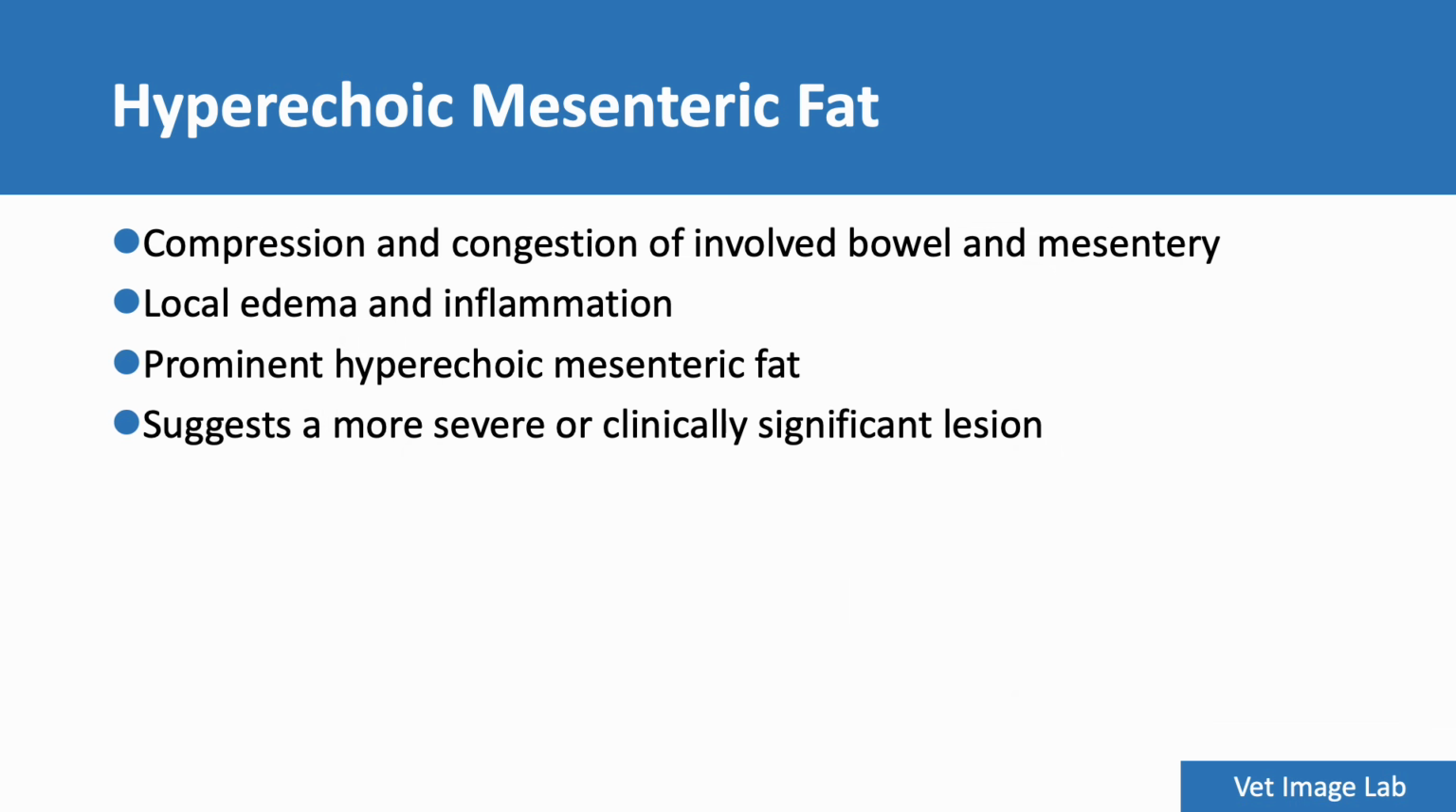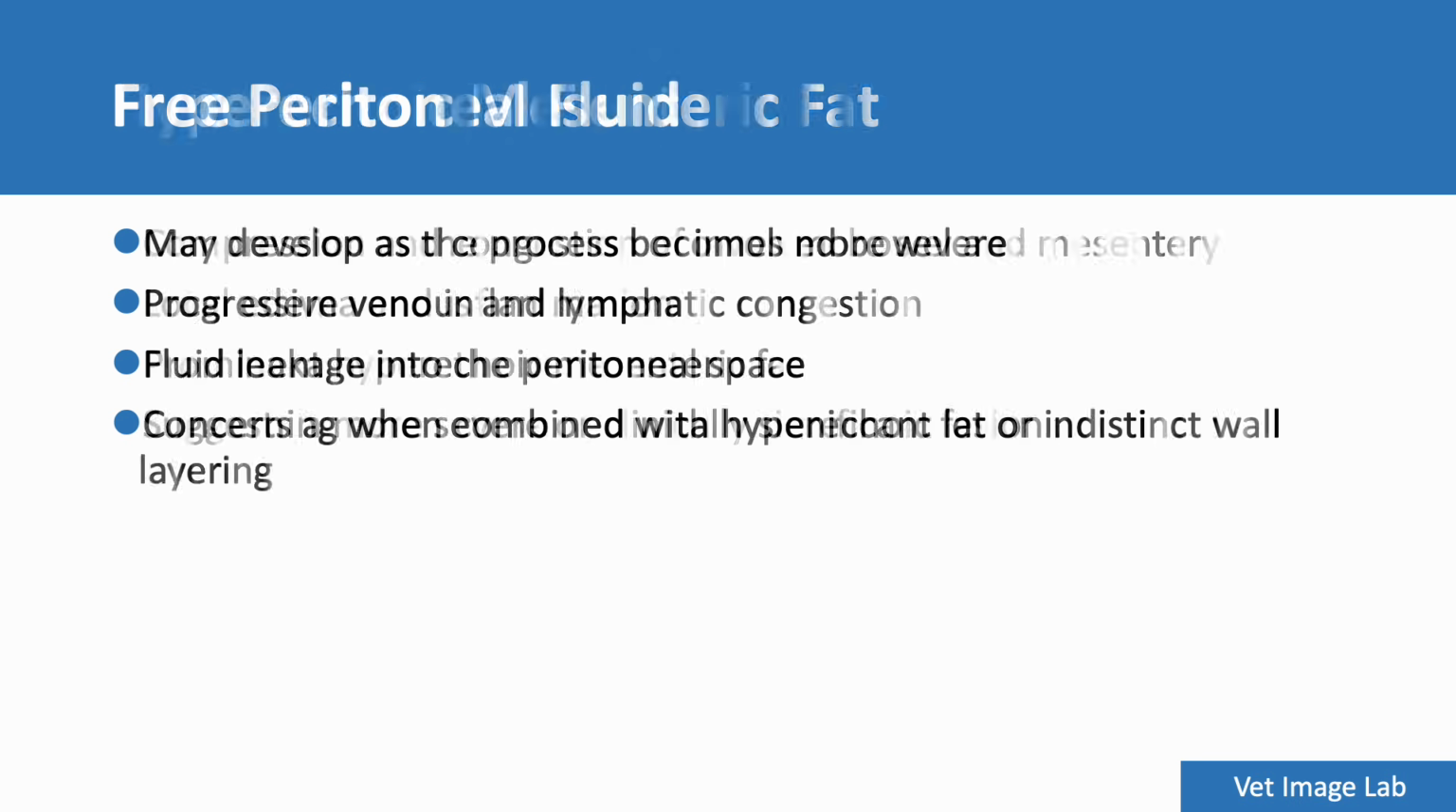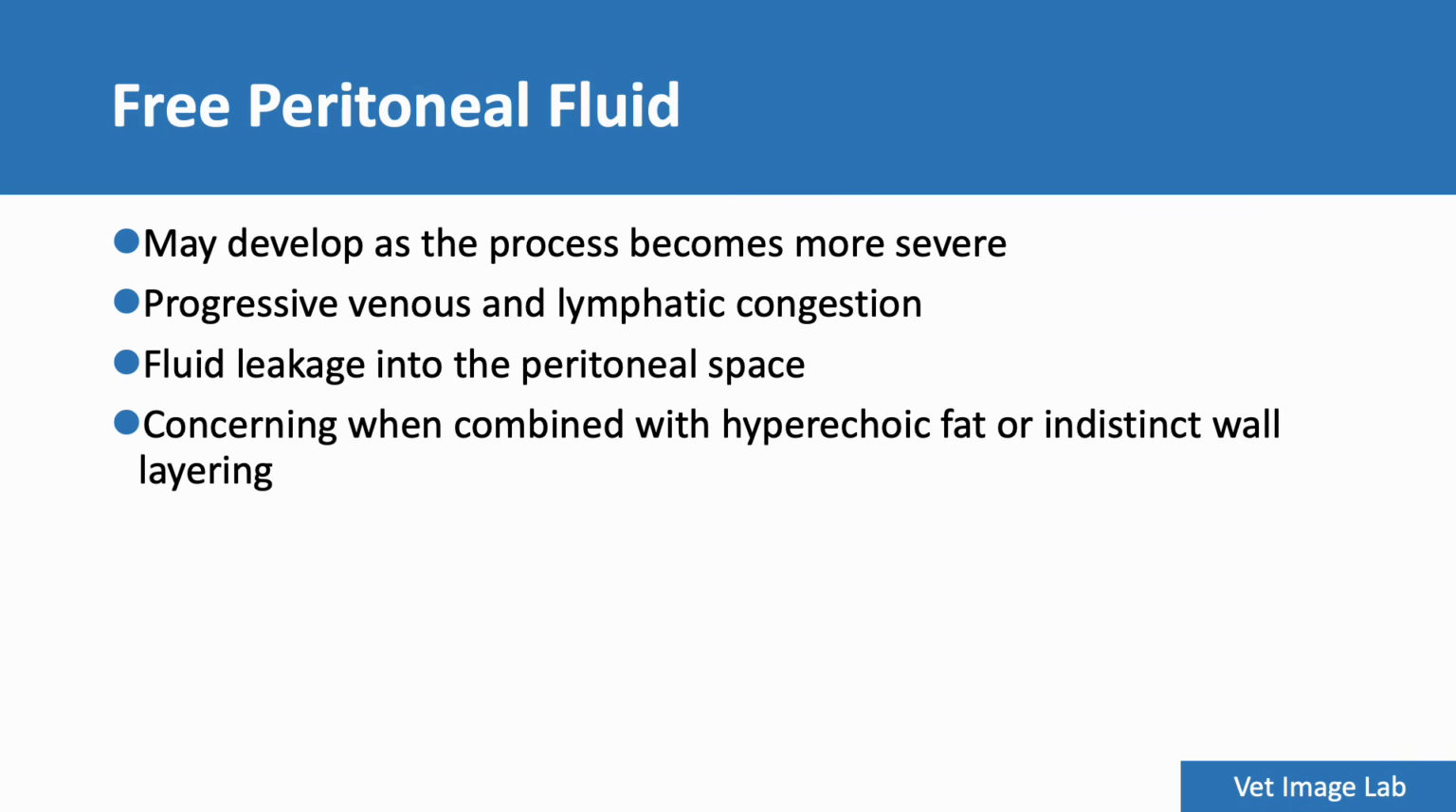As one bowel segment telescopes into another, the involved bowel and mesentery can become compressed and congested. This can cause local edema and inflammation in the surrounding mesenteric fat. On ultrasound, this appears as prominent hyperechoic mesenteric fat around the intussusception. This finding suggests that the lesion may be more severe, with significant local inflammation, congestion, or possible compromise of the involved bowel segment. When this process becomes more severe, free peritoneal fluid may also develop.